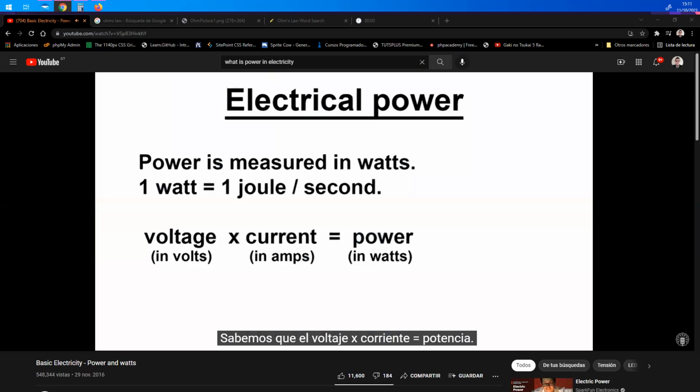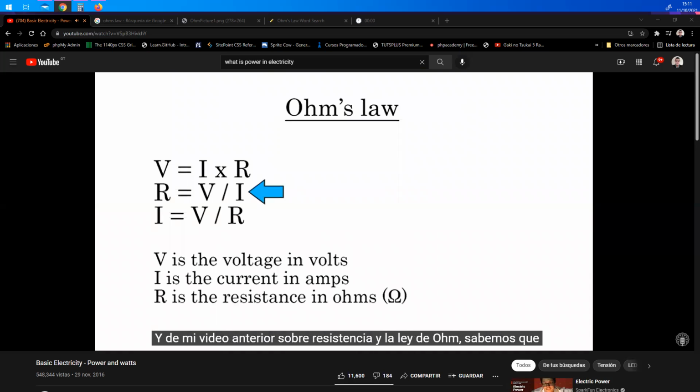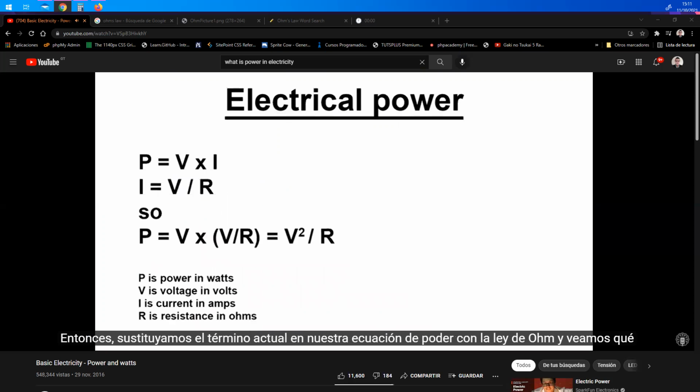We know that voltage times current equals power. And from my previous video about resistance and Ohm's law, we know that voltage divided by resistance equals current. So let's substitute the current term in our power equation with Ohm's law and see what happens. Using a little algebra, you can see that another way to calculate power is voltage times voltage over resistance, or power equals V squared over R. This equation will let us find out the amount of power being delivered to a resistor when all we know is the voltage and the resistance.